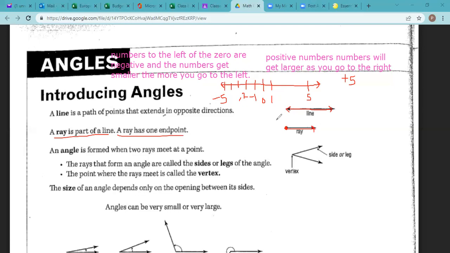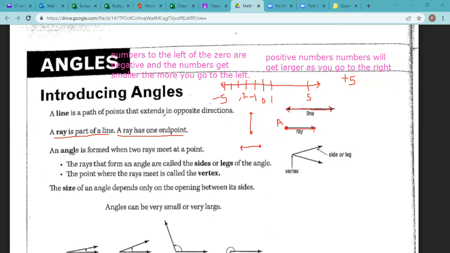So let's say we have the endpoint A. It could be any number or letter, whatever is assigned to that ray. It doesn't have to go to the right. It could be pointing to the left. It could also be pointing up or down, whatever direction it goes, okay?